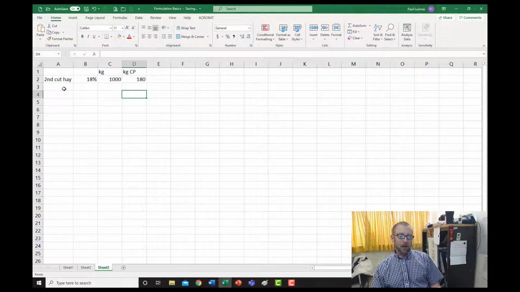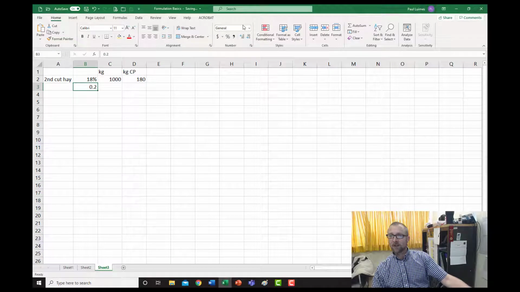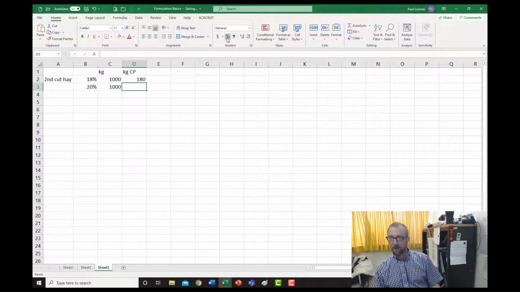Now, I made the assumption it was 18% crude protein, but I go out and I test it, and I actually find out that it's, let's go with 20%. It's actually 20% crude protein, and so it's a little higher than what I thought it would be. On that ton, we've actually got 200 kilograms of crude protein in that hay rather than just 180 kilograms.